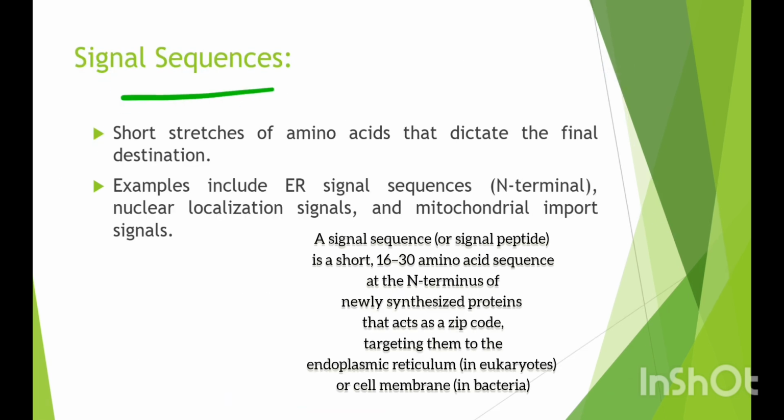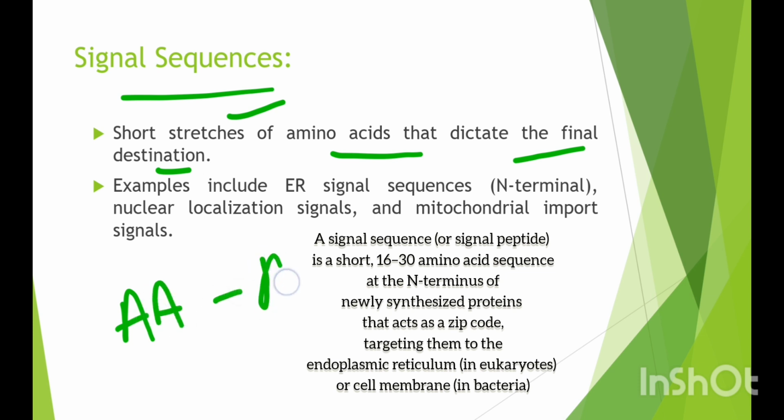So what are signal sequences? These are short stretches of amino acids that determine the final destination. What are proteins? Proteins are chains of amino acids. It is the primary structure of protein, a linear protein. The primary structure of protein is a linear chain of amino acids. So this linear chain has a short stretch of amino acids.